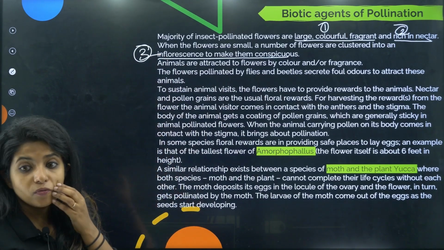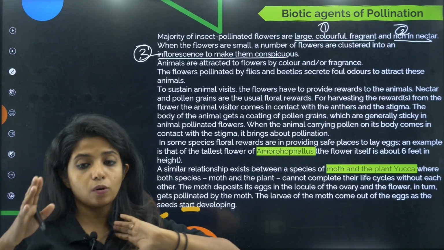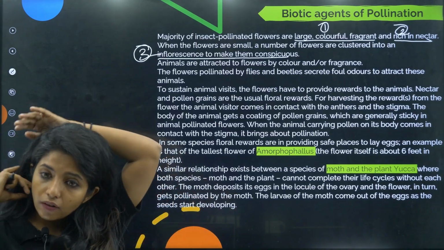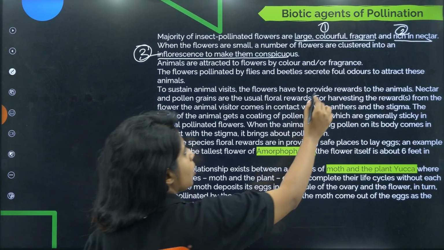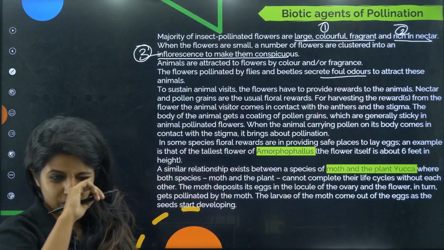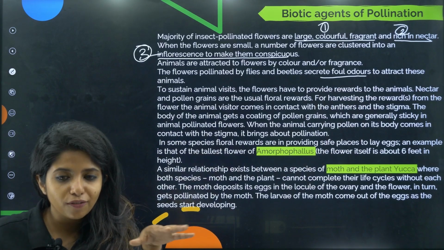Okay. Now, when animals are attracted to flowers by color, and if you talk about animals, they are also attracted to flower and color, the flowers pollinated by flies and beetles secrete foul odors. Now, flies and beetles are like, we do not want good smell, we want bad smell. Only if bad smell is there, you can see that there are flies around it.